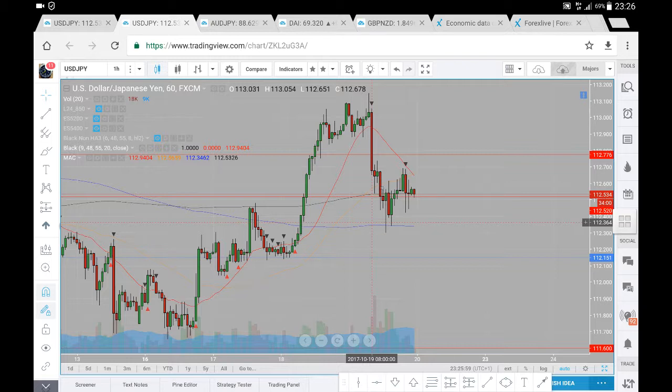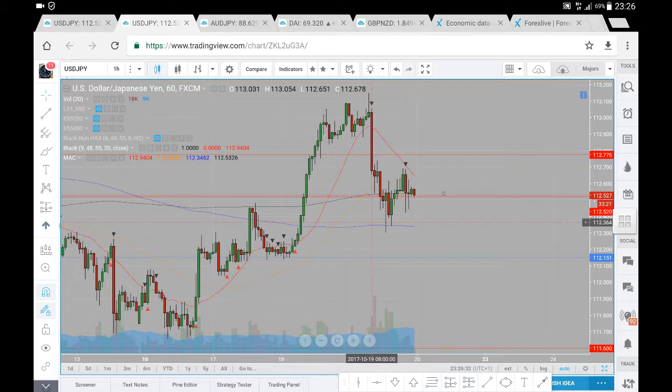So, in the overall scheme of things, where do we expect prices to go? Now, we did see the selling take us all the way down to the 200 period moving average. Currently, we are trading at the key level of 112.52, a major level of horizontal support, and also adding to the confluence there is this 400 period moving average here in black.